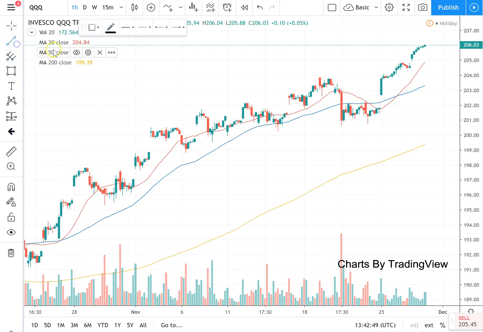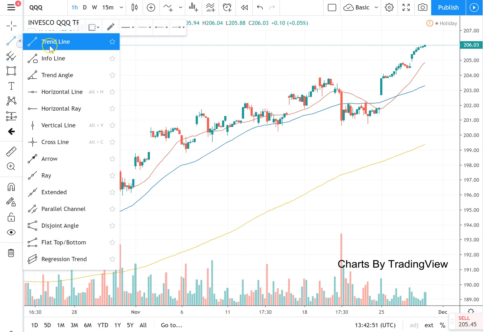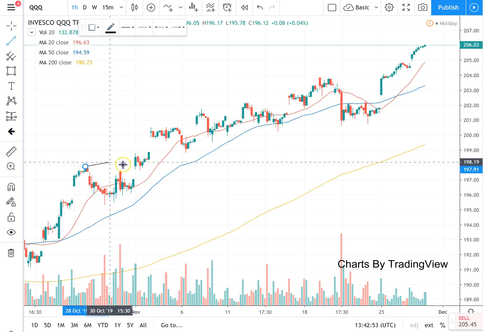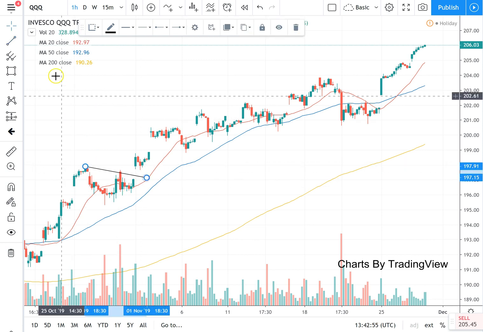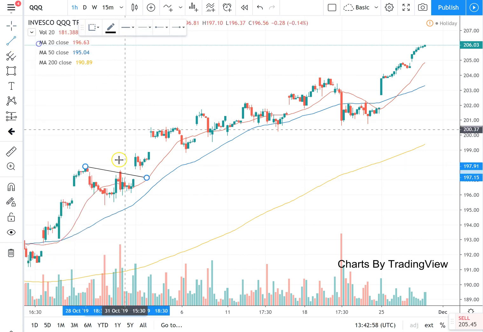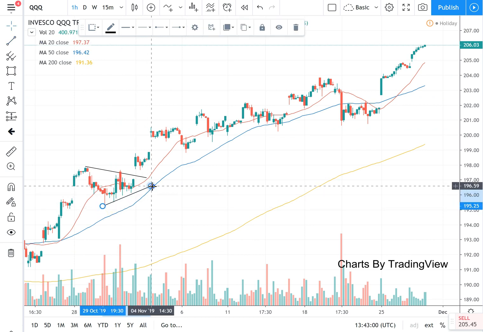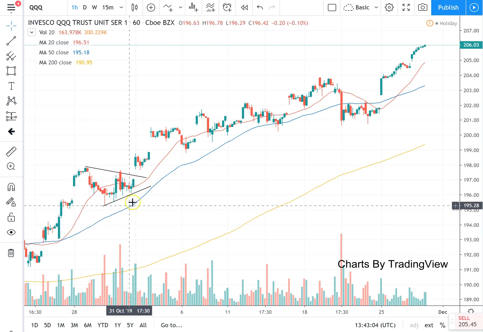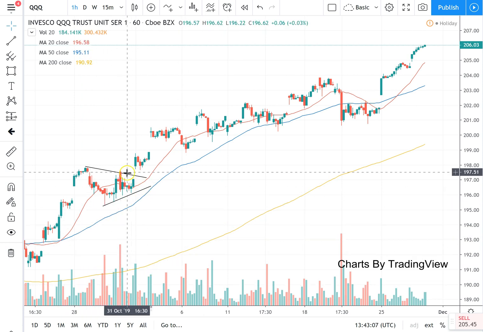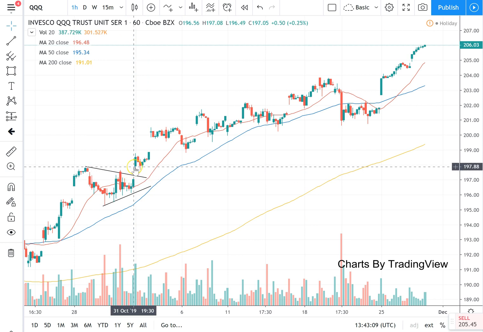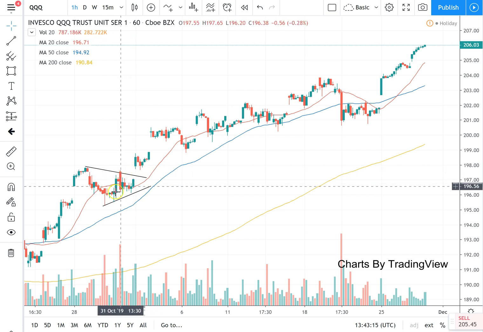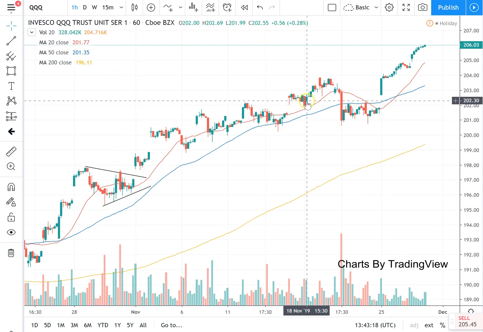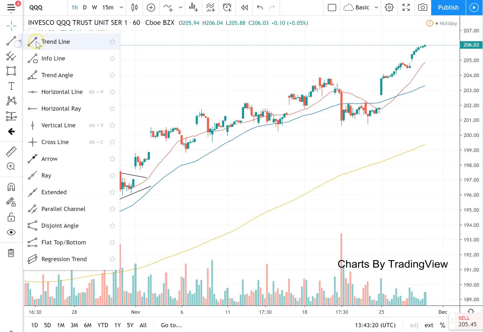For example, let me show you. There is a kind of triangle pattern here, if you can see it. So when the QQQ is above the rising 50 MA and 200 MA, there's a continuation pattern here. It broke out of this triangle. It's actually a buy signal, and traders can buy here and put a stop here and ride it up. And even dips are buyable.